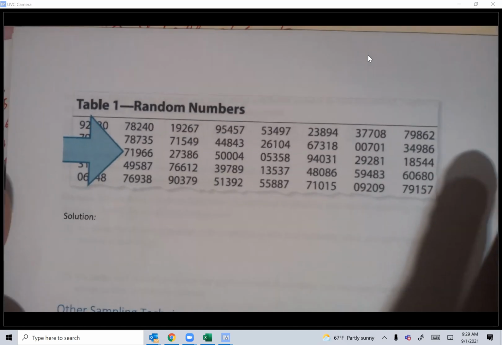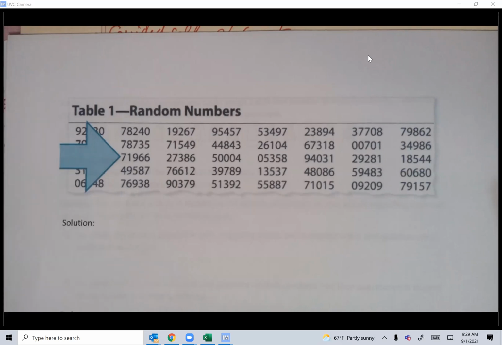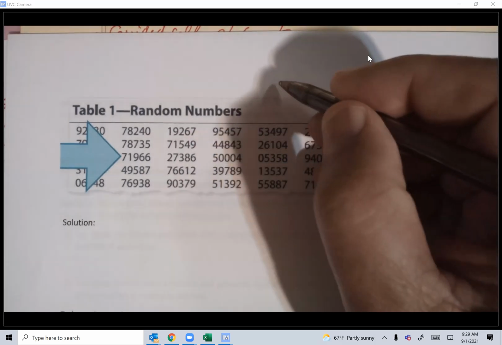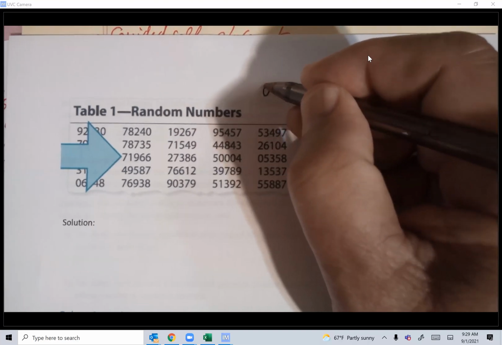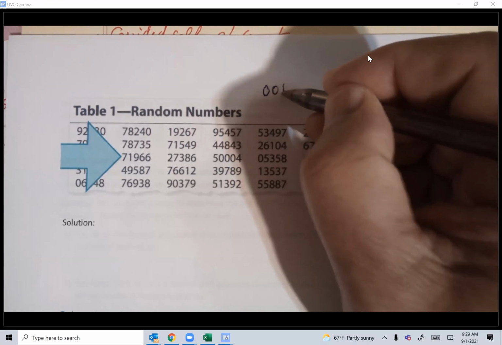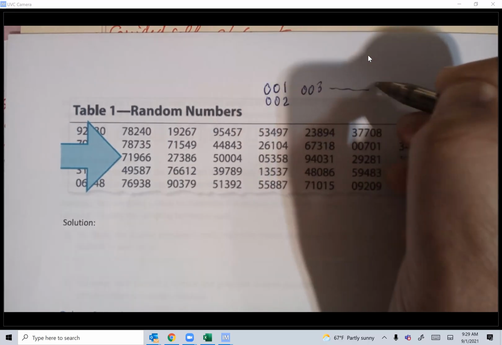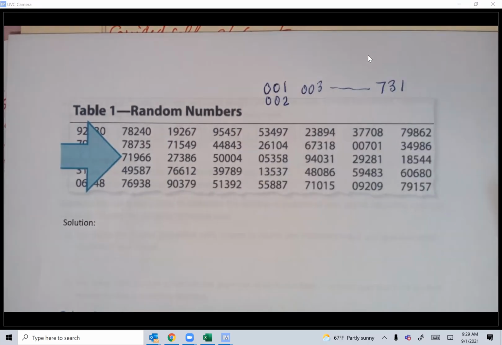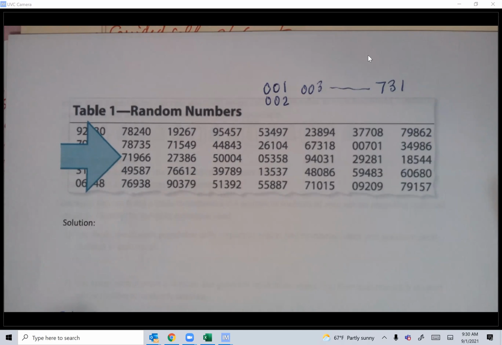If I give you a question like this, first of all, I will tell you where to start. So we number the students from 1 to 732. And remember, since 732 has 3 digits, all students have to have 3 digits for their numbers. So 1 will be 001, 2 will be 002, 003, all the way to 731. So how do you select the names using a random table?